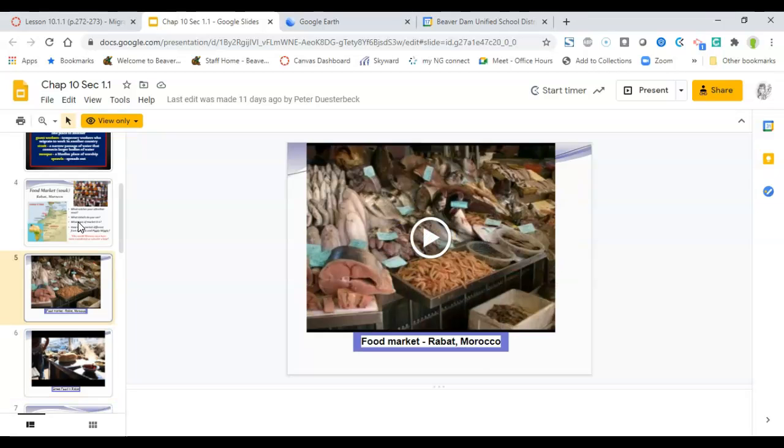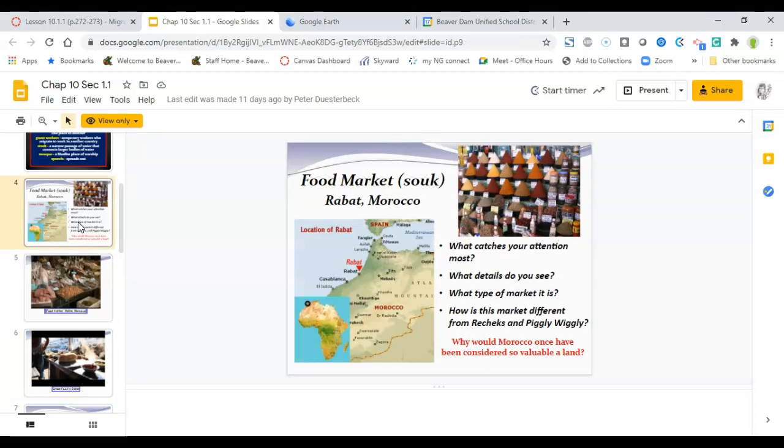These two videos give you a better understanding, a visual understanding of what a souk looks like. And the souk is a small market, kind of like a farmer's market. It's common throughout North Africa, and it's highlighted in several pages of the text.